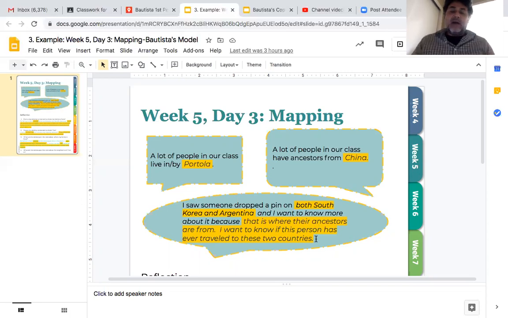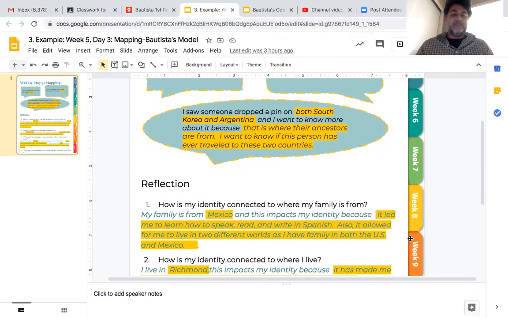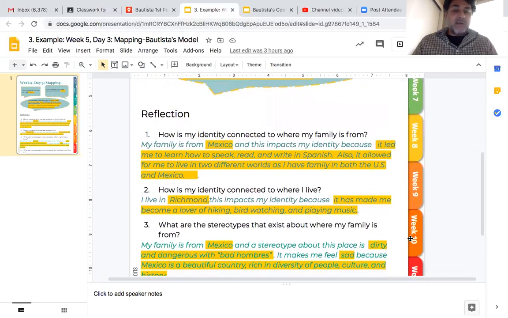So this is about you thinking about the map, what you saw someone pin, and then what do you want to know more about and why? What is it that you want to learn more about them and why? Now let's scroll down to the second half. These are reflection questions.